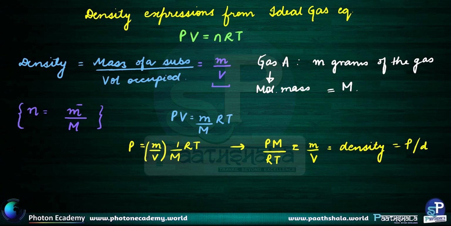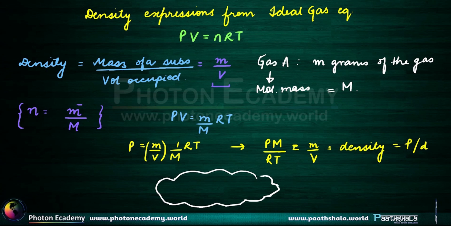The takeaway expression from this density calculation is that rho = PM/RT. Now there is not much of a need to remember this expression because it is always very easily derivable.